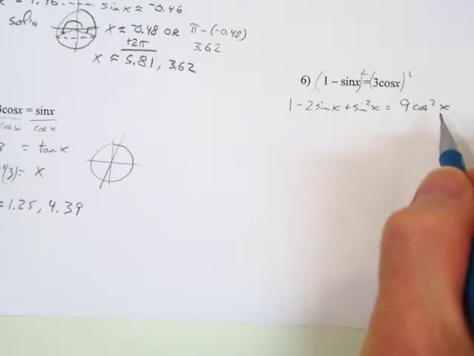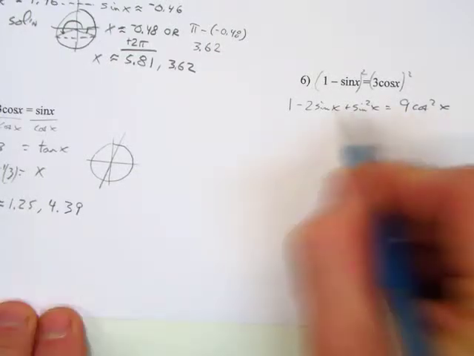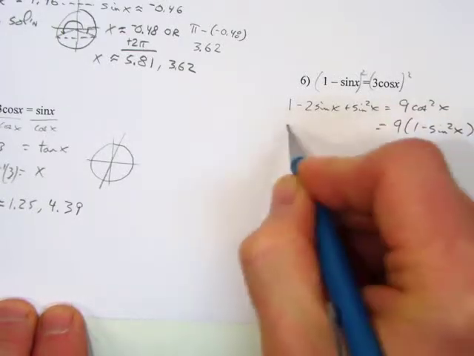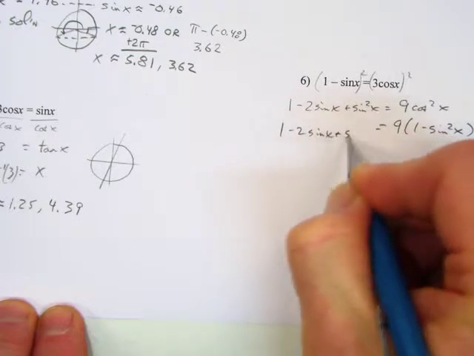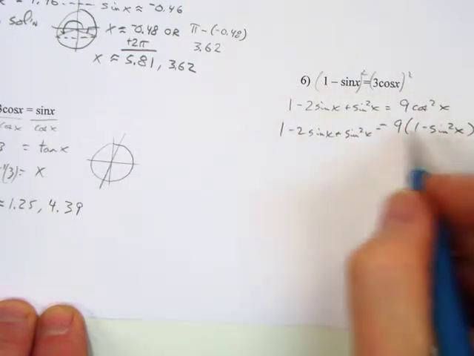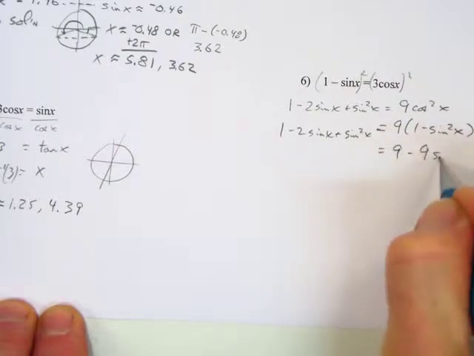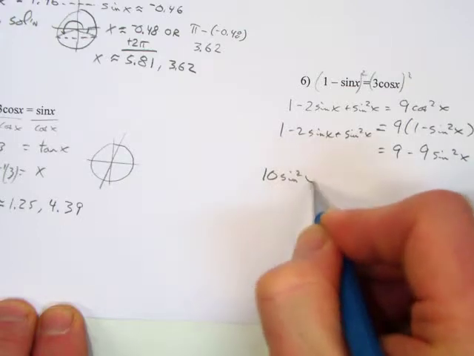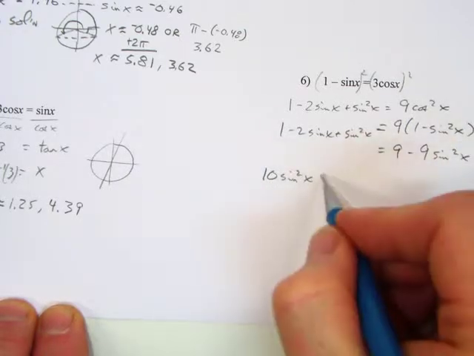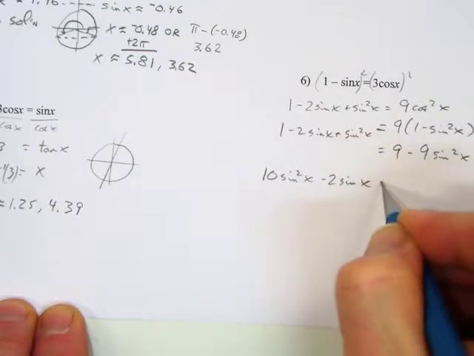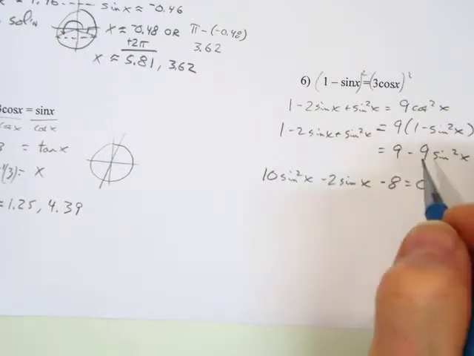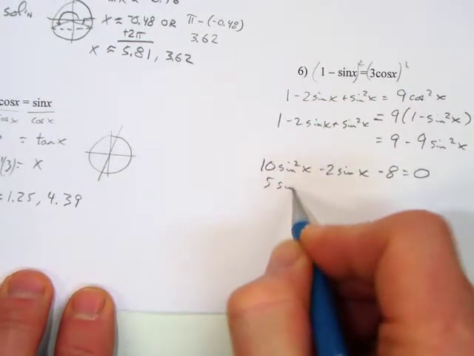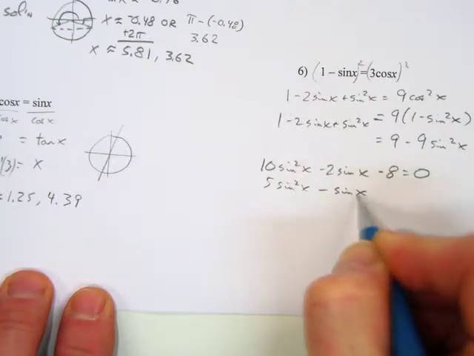We don't like having the cosine because we need all the same trig function, so we can change that to 1 minus sine squared. Multiply it out, and we'll have 9 minus 9 sine squared. Move everything to one side, so we'll have 10 sine squared x minus 2 sine x minus 8 equals 0. Now at this point you could divide everything by 2, so we'll get 5 sine squared minus sine minus 1.